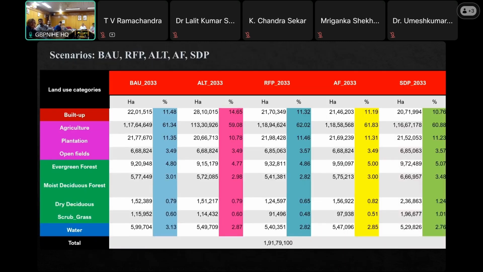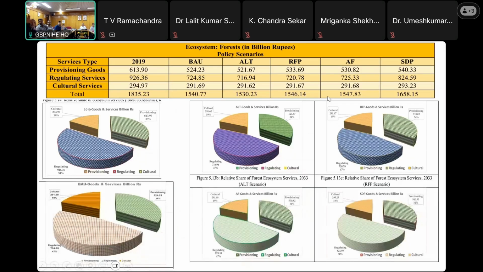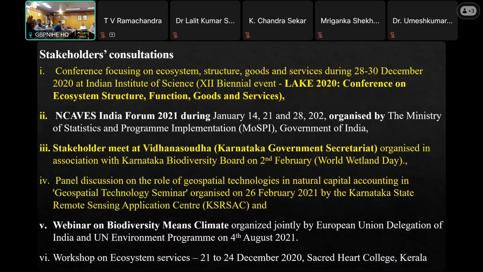We also did a comparative assessment. We found that among these scenarios, the sustainable development one is the more appropriate. So now this gives you this. You can see that it is the beneficial, ecosystem friendly scenario. So we had various things.